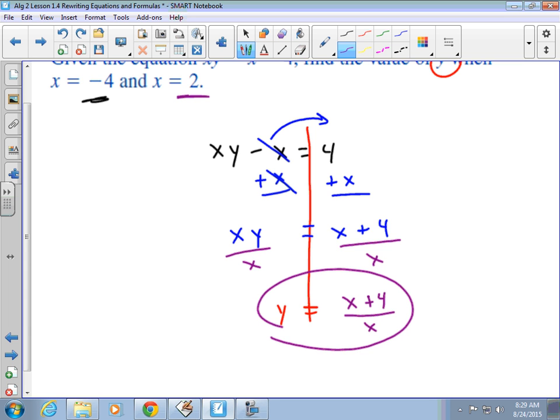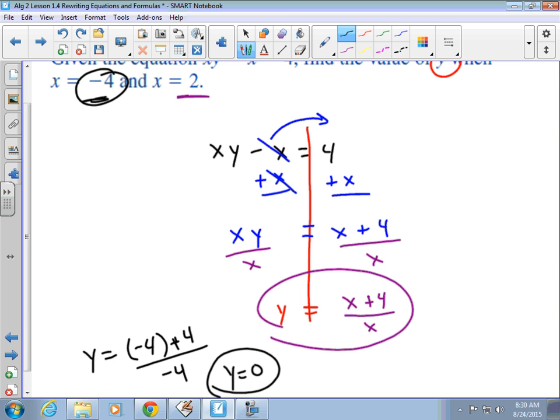So let's take each of these, and in place of the first one, let's say y equals negative 4, because that's x's value, plus 4 over negative 4. Negative 4 plus 4 is going to be 0 on the top, and 0 divided by anything is 0. Remember, you can have 0 divided by something and it gives you 0. But if you divide something by 0, 0's at the bottom, that's when it doesn't work.